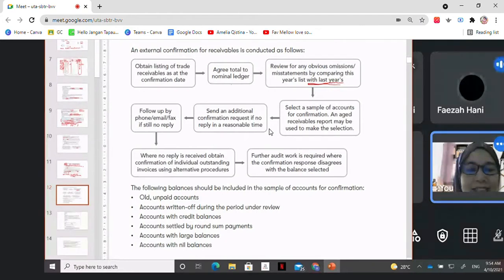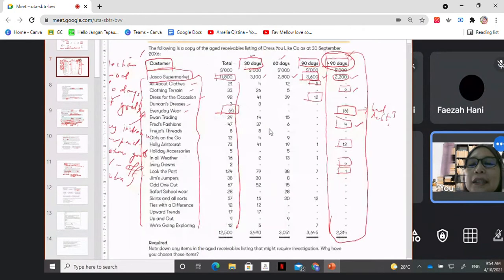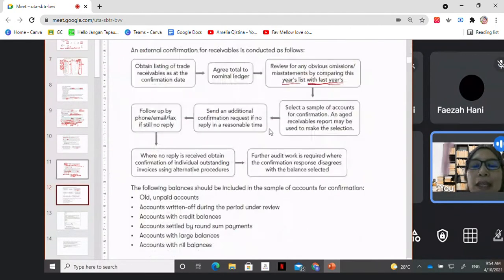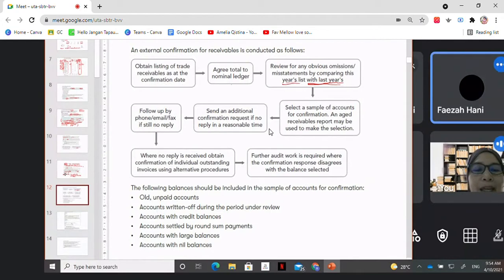Yes, Manager. Kat mana nak dapat last year's list ni? Dia kata review any obvious omission or misstatement by comparing this year's list. So this year kita dah ada lah. Ni this year's. How about the last year's balance? Kat mana nak dapat? Permanent document. Yes, dalam audit working paper under permanent file.